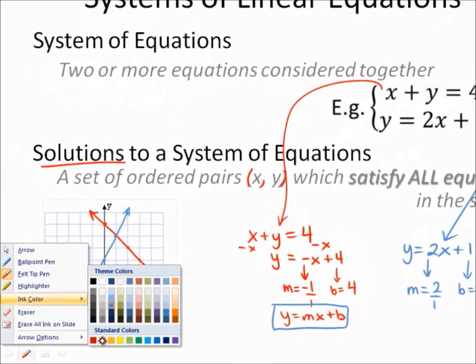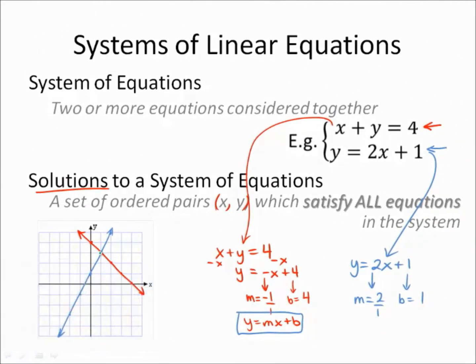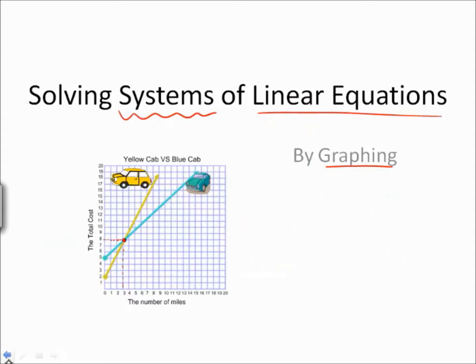Now we can consider them together and we can find that the common point, the only common point in this case, is 1, 3. Therefore, that is a solution to the system of linear equations that has been provided for us. In the previous slide, we had the yellow cab and blue cab, so our solution here was 3, 8, which stood for 3 miles costing $8 as the common price for both cabs.